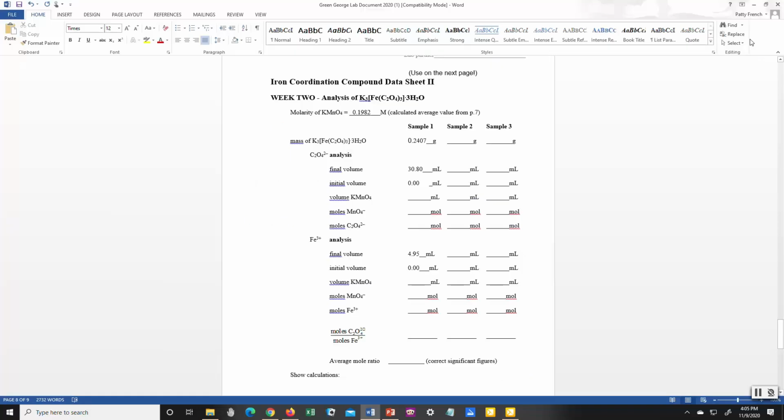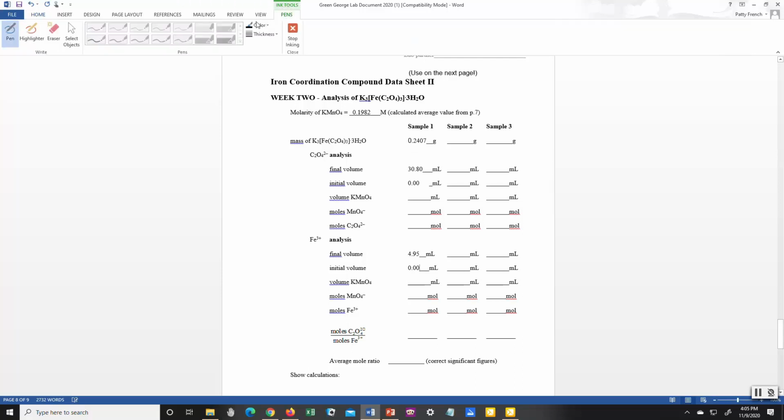Welcome back. We're going to be looking at green George, the analysis of it. That's what we're going to be doing in lab this week, and I've taken some old sample data from a few years ago, and we're going to work together on figuring out whether they made green George or not.